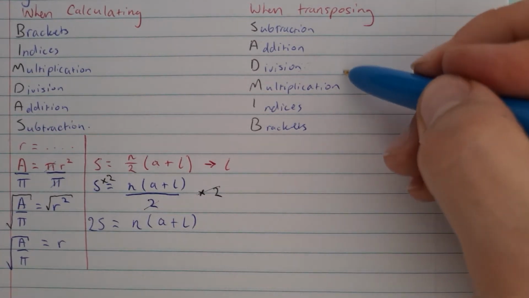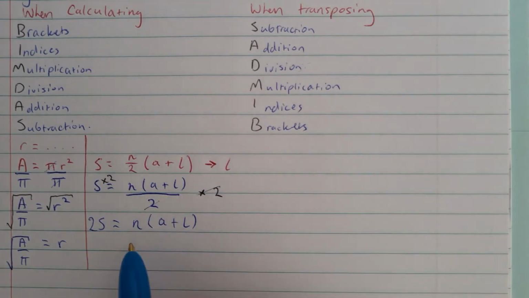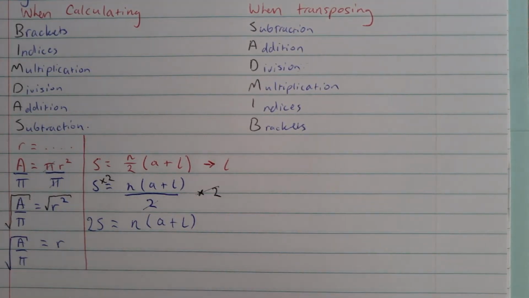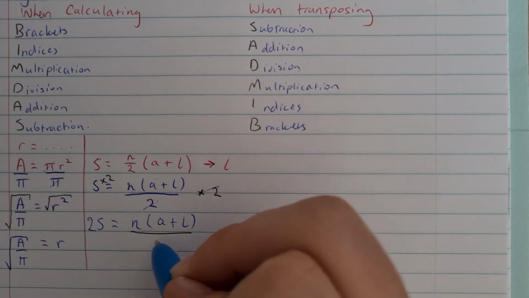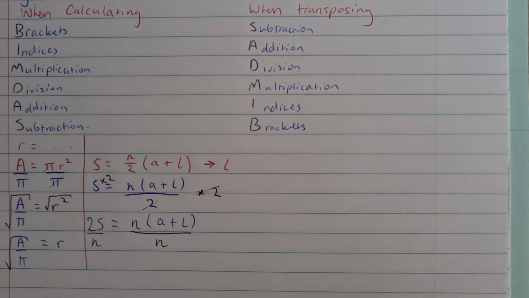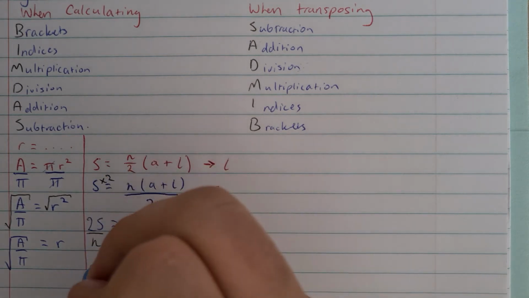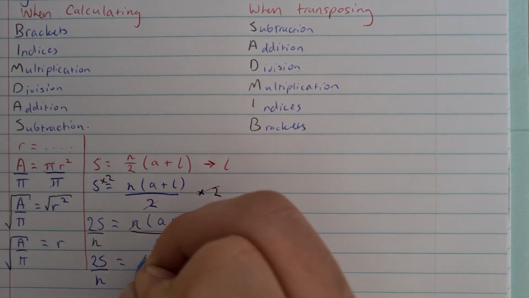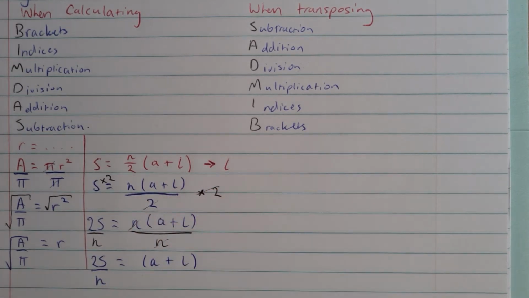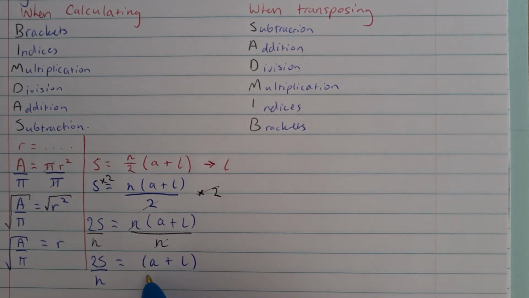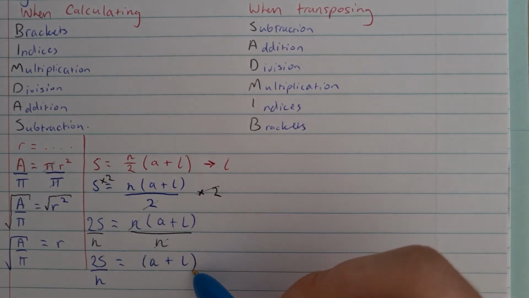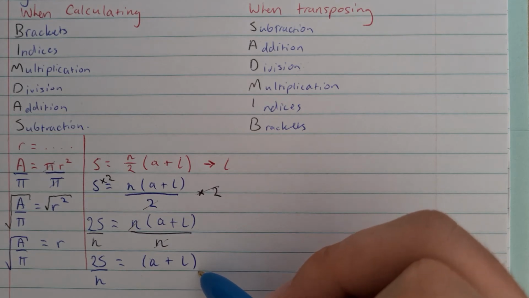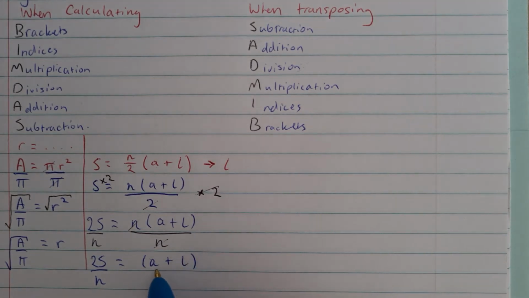All right, next thing we've got is a multiplication by n. So I want to divide both sides by n now. These n's will cancel out. So I've got 2s all over n is equal to a plus l. All right, now we've got only our brackets. I didn't really need to draw the brackets in there, but I just wanted to keep doing it for consistency.